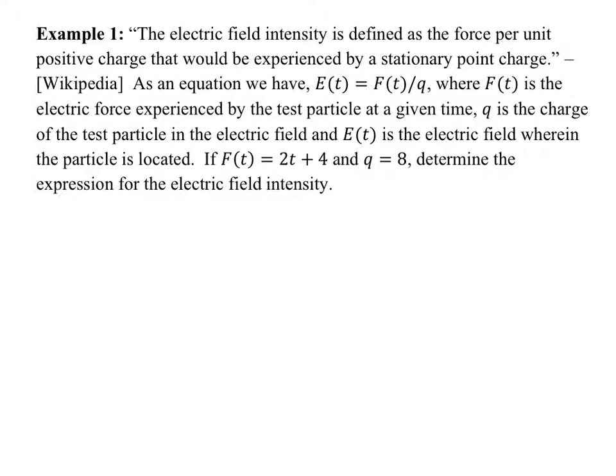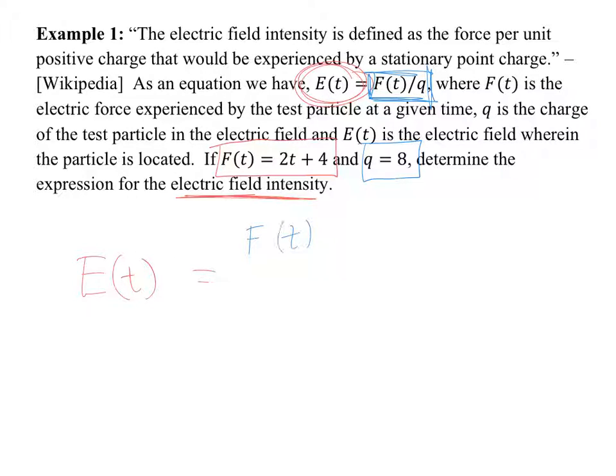But what happens in the end is that you're told the F function is given here, the value of Q is given here, and you're asked to determine the electric field intensity. That's this right here. So your goal is to figure out the electric field intensity, and it equals the force function, the electric force, over the charge itself. The force function is 2t plus 4. The charge is 8. All you're asked to do is simplify here.